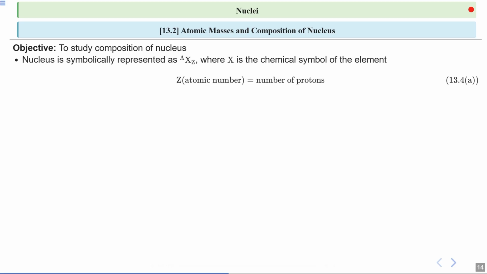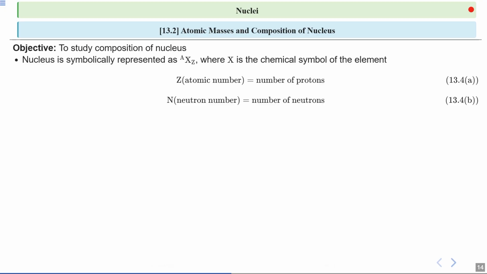Now let's look at how we symbolically represent a nucleus. We use a notation with A and Z, ^A_Z X, where X is the chemical symbol of the element. Z, called the atomic number, tells about the number of protons in the nucleus. Remember, the number of protons determines which element it is on the periodic table, and Z is always a whole number with no units, and A is the mass number.